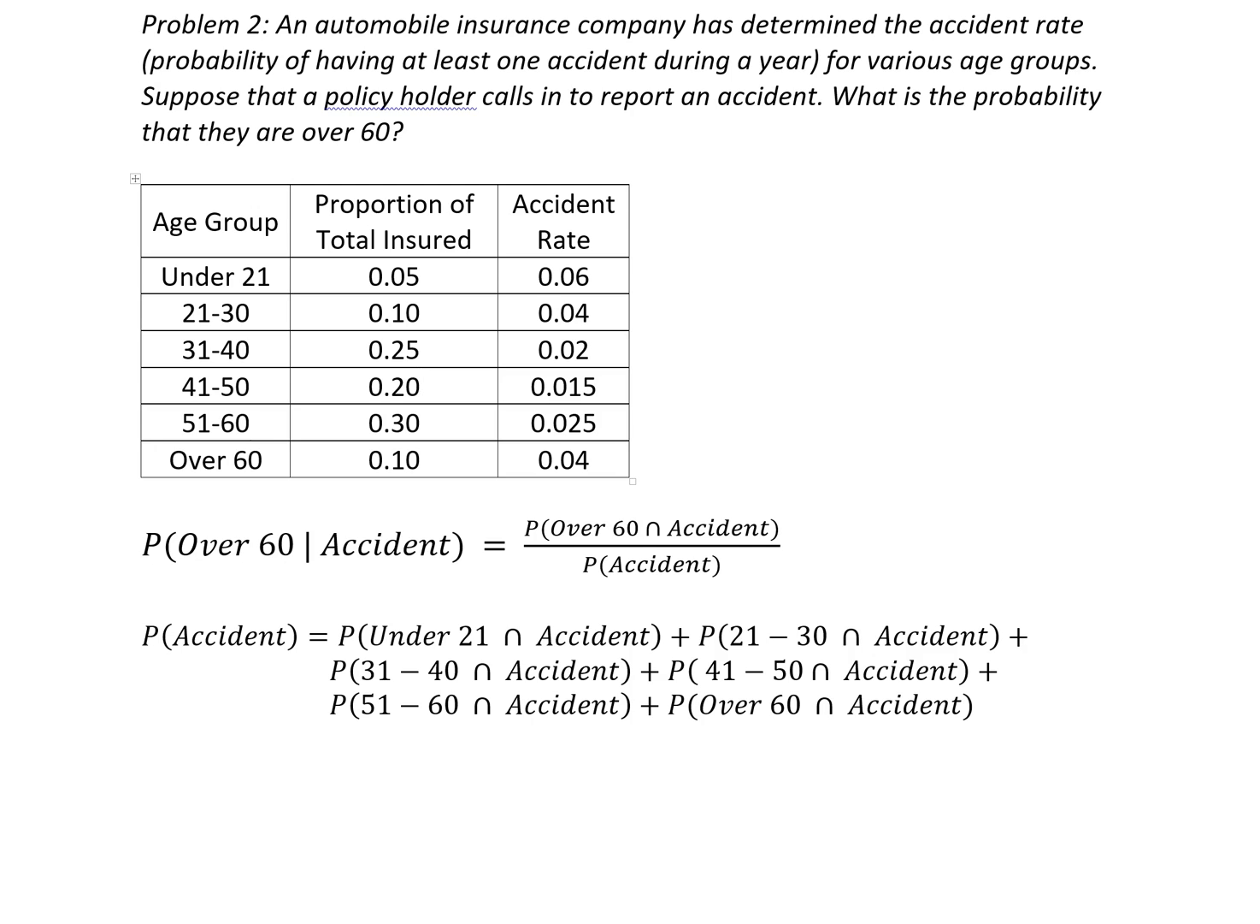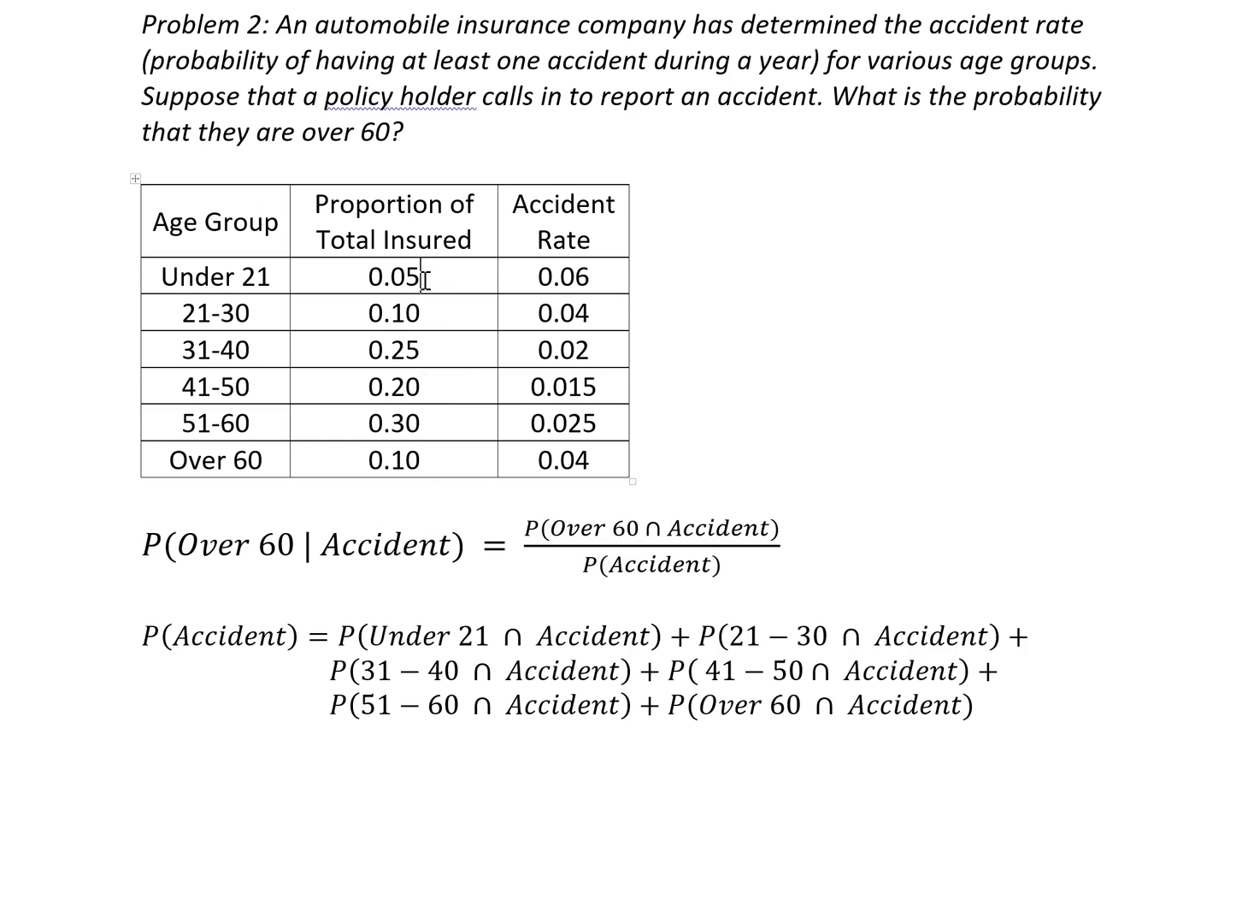And then we have a table of data. Let's take a look at this table of data. The left-hand column is called age group. So we have drivers under the age of 21, drivers between 21 to 30, 31 to 40, 41 to 50, 51 to 60, and over 60. In the middle column, we have the proportion of total insured. That means out of all of the people insured with this particular company, the 100% is divided up between these different age groups.